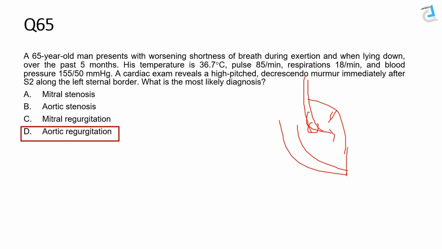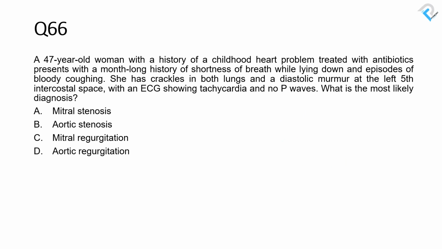An aortic regurgitation murmur is a diastolic murmur, and it's a decrescendo murmur, and it's heard on the left sternal border. A 47-year-old woman with a history of a childhood heart problem treated with antibiotics, meaning during her childhood she had a heart problem and she was treated with antibiotics.